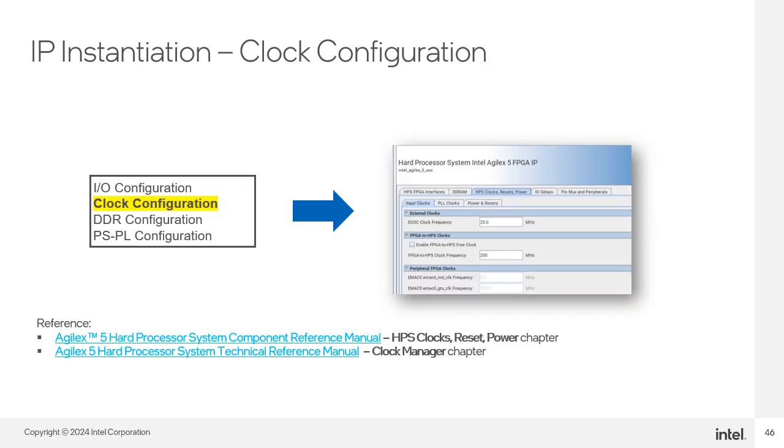Clock configuration can be done in the HPS IP under the HPS Clocks, Resets, Power tab. Various clock settings can be configured for the input and PLL clocks.